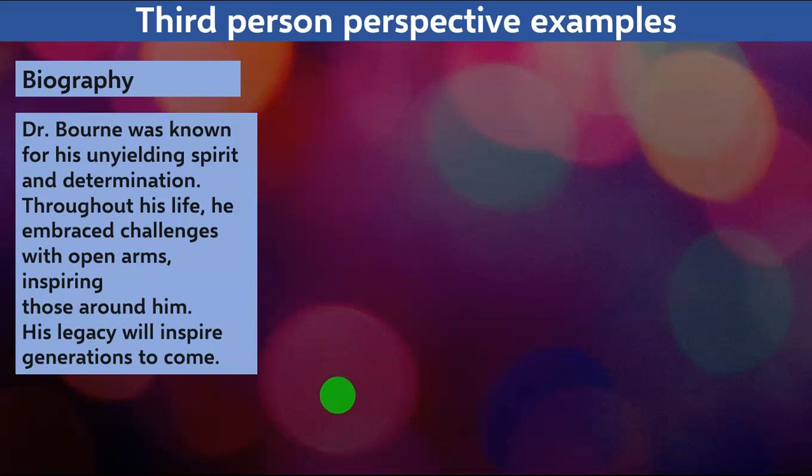So this is an example of a biography, which is always written in the third person perspective. Now in the earlier example of an autobiography, it is written in the first person perspective. Now what is the difference between an autobiography and a biography? Well, let's say if Elon Musk is writing a book on himself, that would be an autobiography. But if somebody else were to write a book on Elon Musk, that would be a biography. So that will be written in the third person perspective.